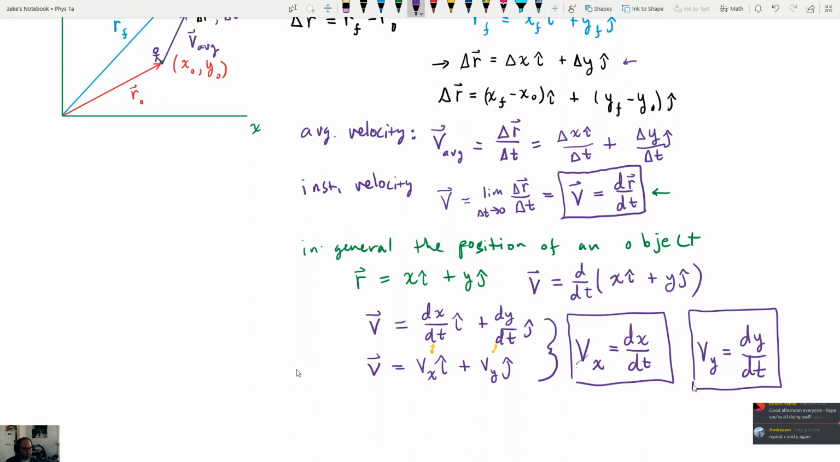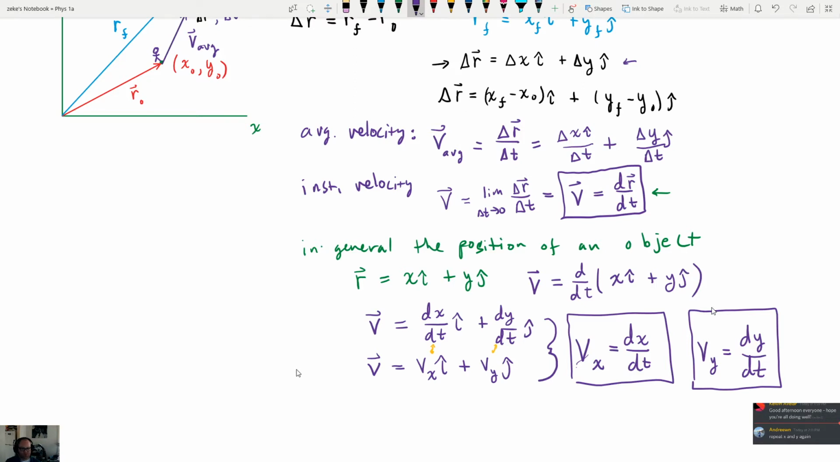Repeat x and y again. Which part? Just what I said about the x-coordinate of the velocity for an object: it is going to be equal to the rate at which the x-coordinate changes. And the y component of the velocity will be equal to the rate at which the y-coordinate changes. Is that what you want me to repeat?